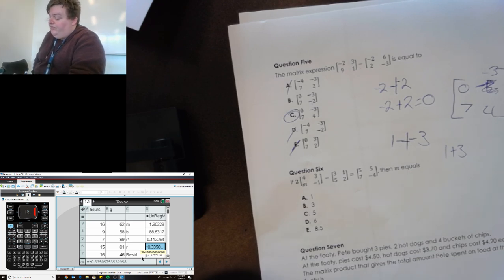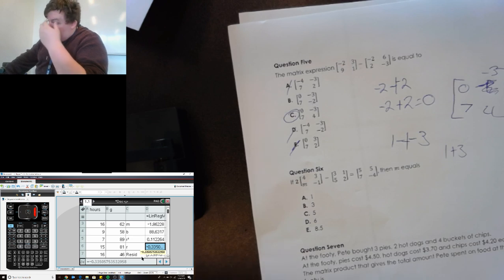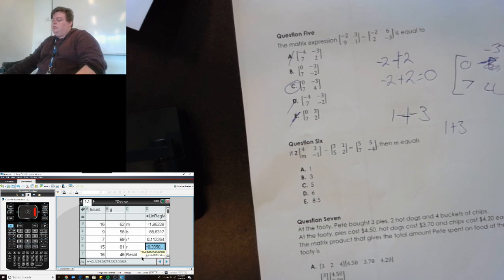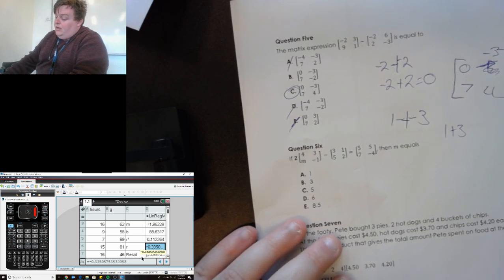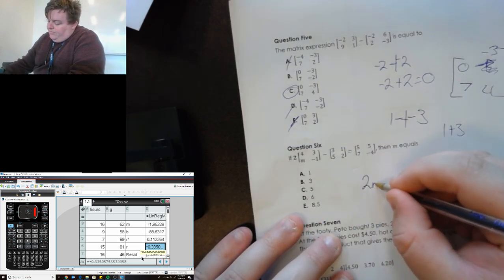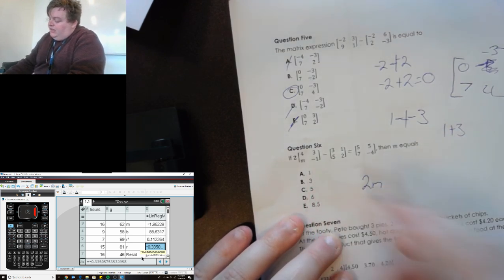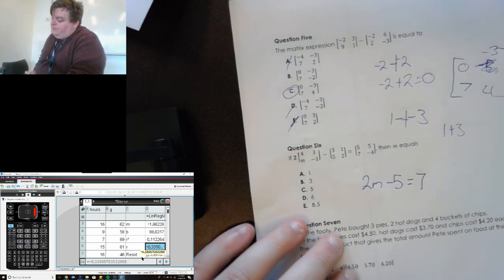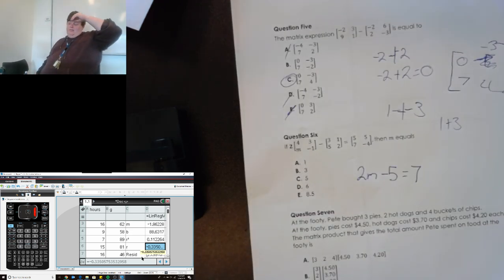Okay, so if 2m, okay, so 2 multiplied by that matrix minus that one equals this, then what's m? That's a good question. So I guess in order to do this, we're just going to make an algebraic equation. So if I multiply all the values in here by 2, that becomes 2m minus, and then minus away 5 equals 7. That's not even really a matrix question. It's like an algebra question.